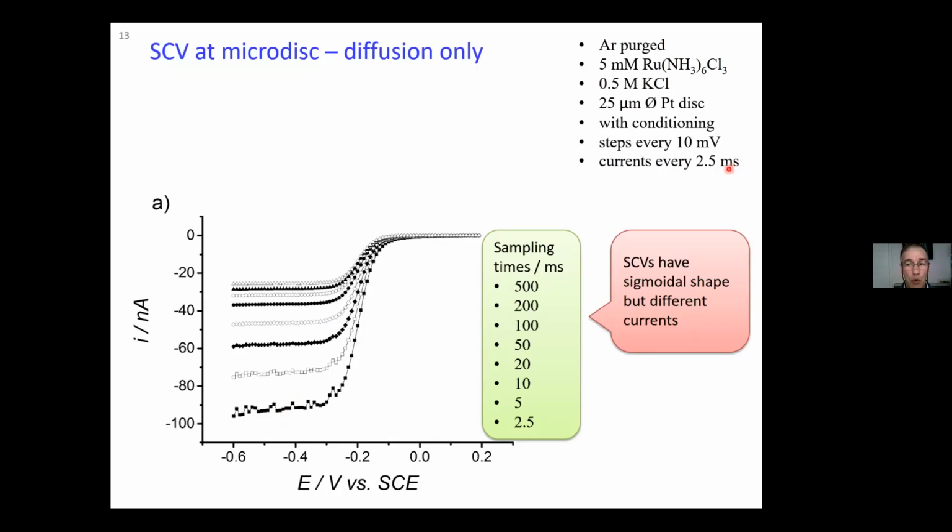This was the shortest sampling time that we could use with the electrochemical workstation. It's a PGSTAT 101, so a fairly conventional electrochemical system, nothing fancy there.